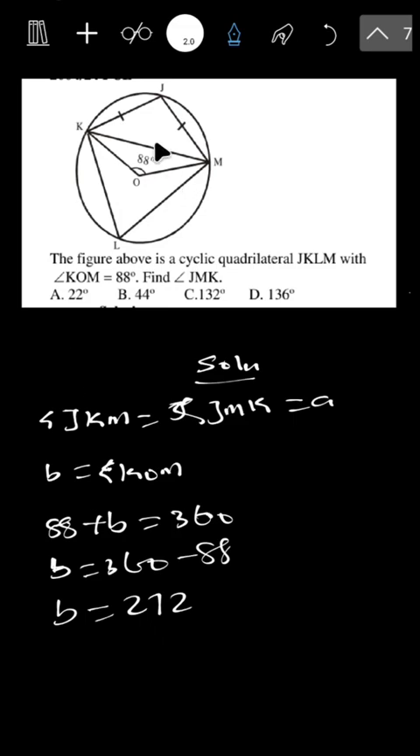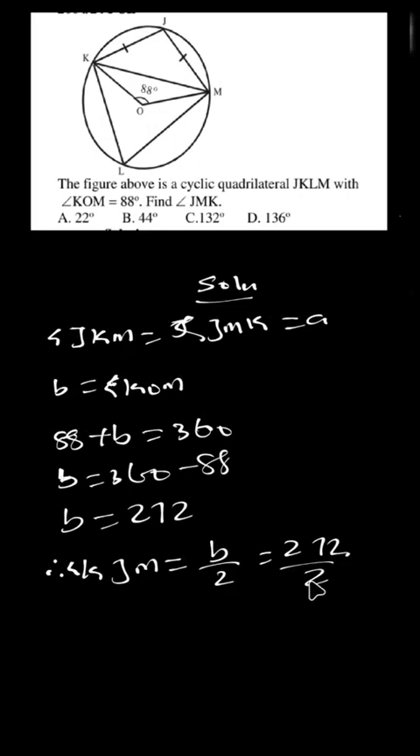Now, to get the angle at the circumference here, the angle KJM, it will be half of the angle at this center here. So you can say therefore, the angle KJM is equal to half of B, like B over 2. Again, what is our B? Our B is 272 divided by 2. So 272 divided by 2 is 136.